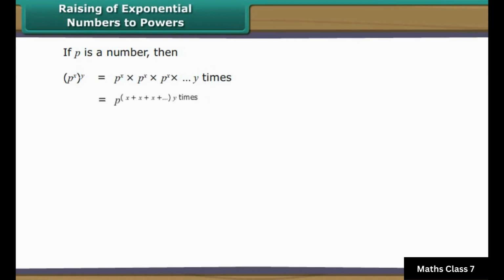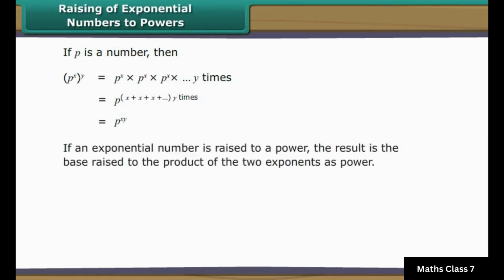the power 5. Raising of exponential numbers to powers. If p is a number, then p raised to the power x whole raised to the power y is equal to p raised to the power x into p raised to the power x into p raised to the power x, and so on till y times, which is equal to p raised to the power x plus x plus x plus so on till y times, which equals p raised to the power xy. If an exponential number is raised to a power, the result is the base raised to the product of the two exponents as power. Let us look at some examples.